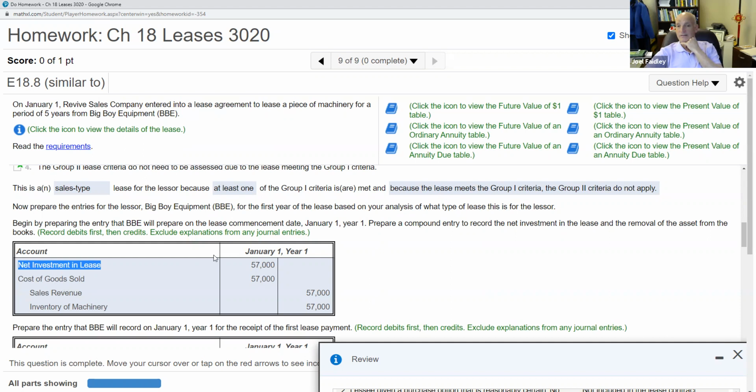Net investment in the lease, that 57,000, is associated with the sales revenue. And then the cost of goods sold, you know, for managerial accounting, it's coming out of inventory of machinery, right? Which is cost coming off your books as inventory and going to cost of goods sold, going from the balance sheet to the income statement, right? Of course, there's no profit on it, but you still have to book it this way because this is a sales type lease. Sales type, not direct financing.